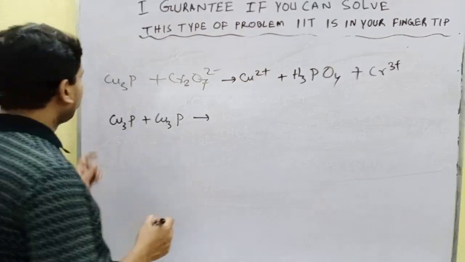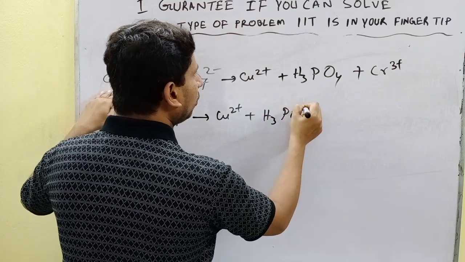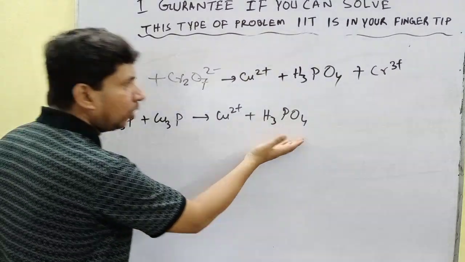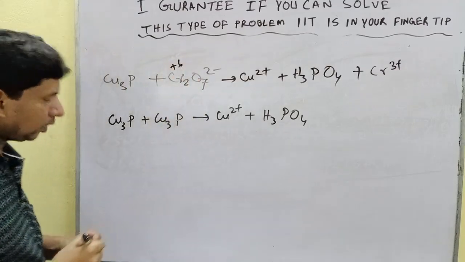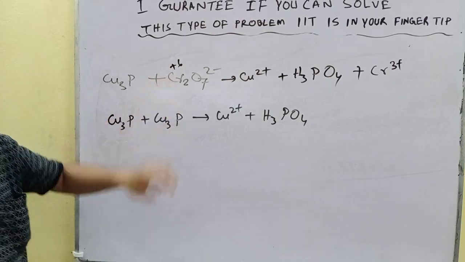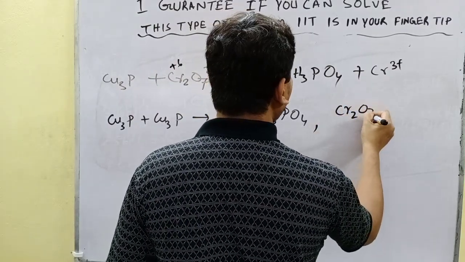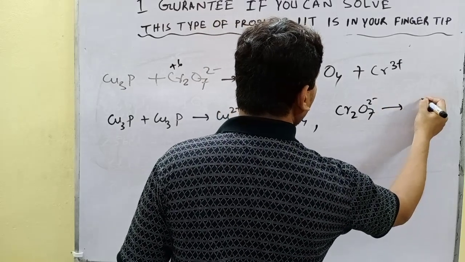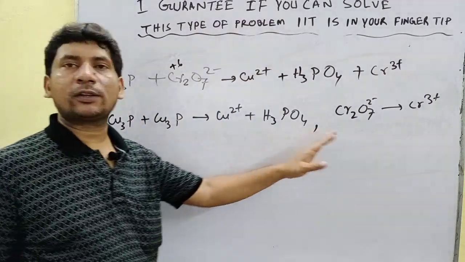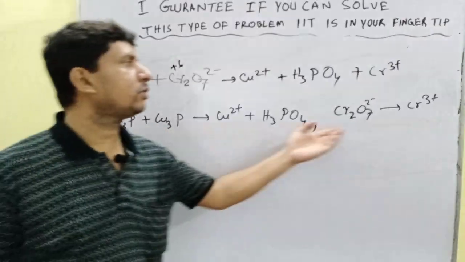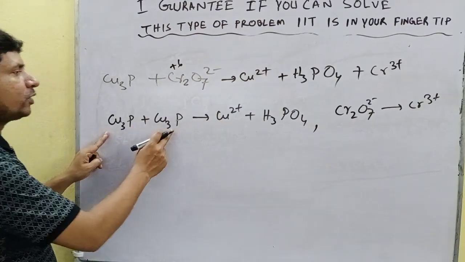So from here we will get 2 equations, that means Cu 2 plus and H3PO4. This is the oxidation half reaction. For the reduction half reaction, the oxidation state of chromium here is plus 6 and this is plus 3. So the reduction half reaction is Cr2O7 2 minus to Cr3 plus. So this is the oxidation half reaction and this is the reduction half reaction. Then copper to copper, phosphorus to phosphoric acid.